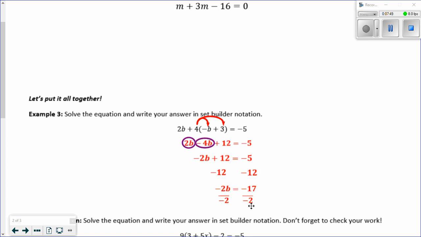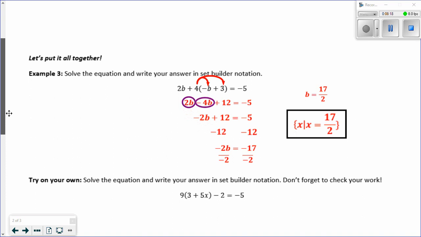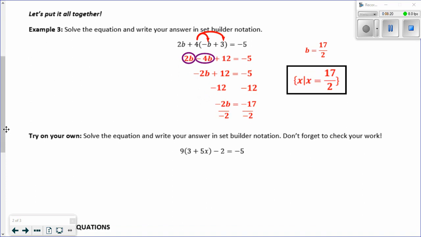You can always check to make sure it's fully simplified by putting it in the calculator, hitting enter, you get a decimal, convert that decimal to a fraction, it will always give you the simplest form. But here, to simplify, I'm just going to cancel out the negatives. So my answer is b equals 17 over 2, and then I write it in set builder, and that's my answer. Okay? And you totally can leave it as a fraction. So now you guys are going to try this on your own.